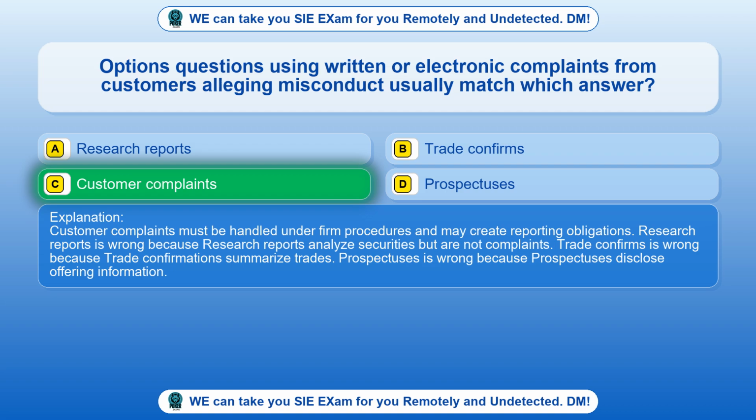Research reports is wrong because research reports analyze securities but are not complaints. Trade confirms is wrong because trade confirmations summarize trades. Prospectuses is wrong because prospectuses disclose offering information.